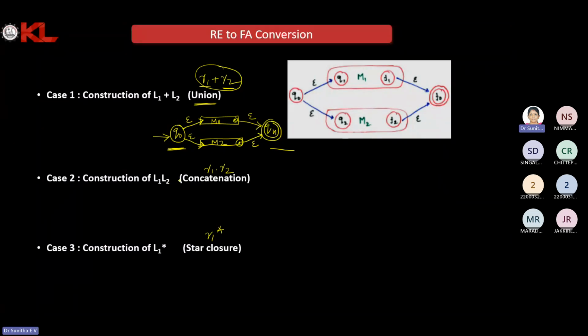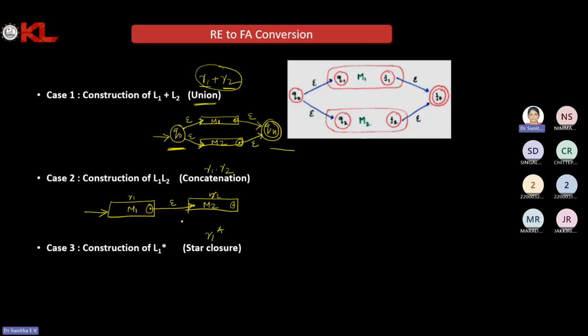Then next, how we do concatenation. For concatenation, first we draw the machine for R1, let it be M1. Then you draw the machine for R2, let it be M2. Then the final state of this machine should be connected to the initial state of this machine using an epsilon transition. And the final state of the second machine will remain as the final state.